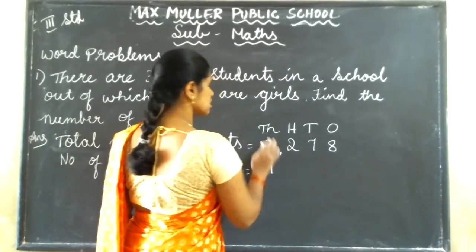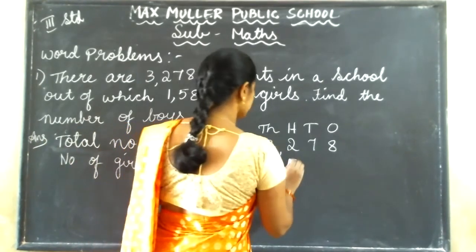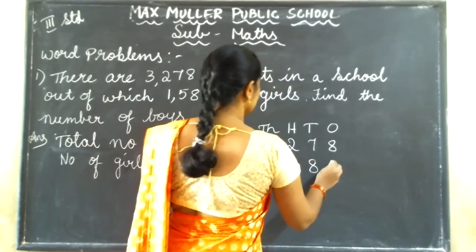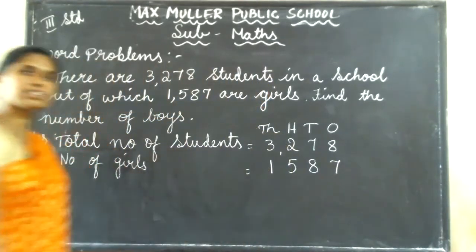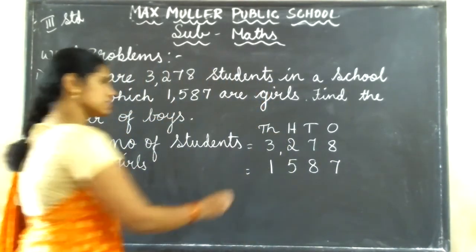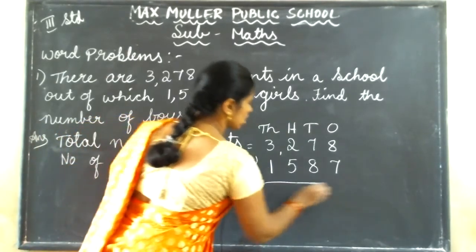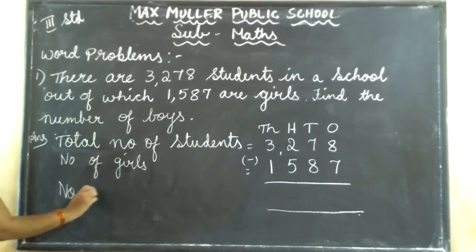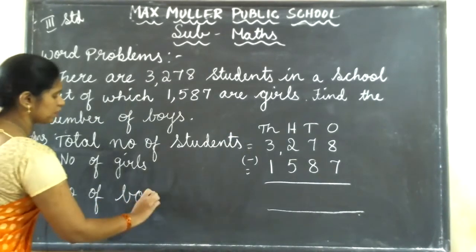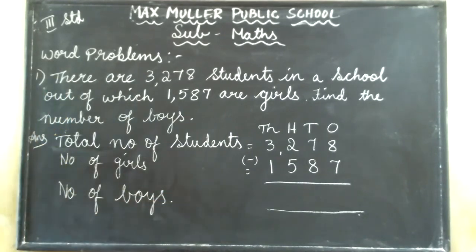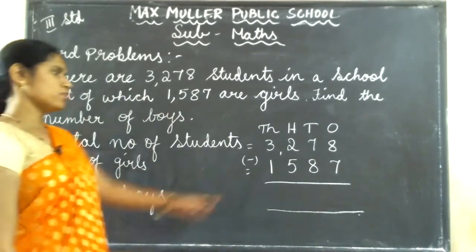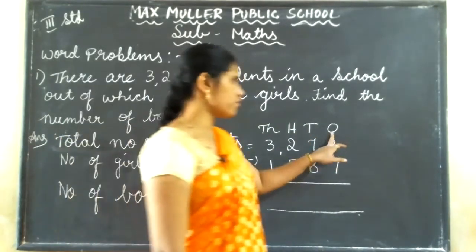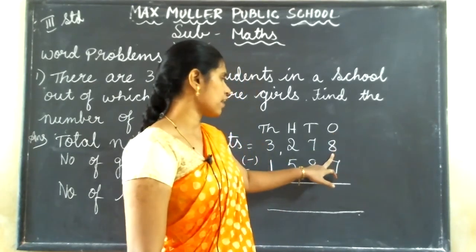In thousands place you are writing 1. In hundreds place you are writing 5. In tens place you are writing 8. The last one in ones place you are writing 7. One below the other you have to write. Then easily you can subtract here. So next, total number of boys you have to find. To find that one, we are subtracting here. From which side will you start? We'll start from ones.